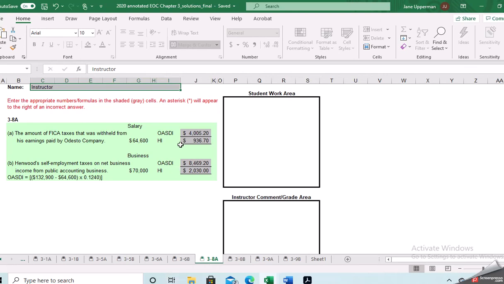If we look at these, you probably wouldn't even necessarily have to do them in Excel. You could probably just write these out. But if we look at his $64,600, that entire amount is going to have Social Security withheld out of it. So that's G9 times the 6.2%. And that entire amount is also going to have the Medicare. So G9 times the 1.045. And his employer is going to do that. So Odesto Company is going to make those withholdings and match those withholdings.